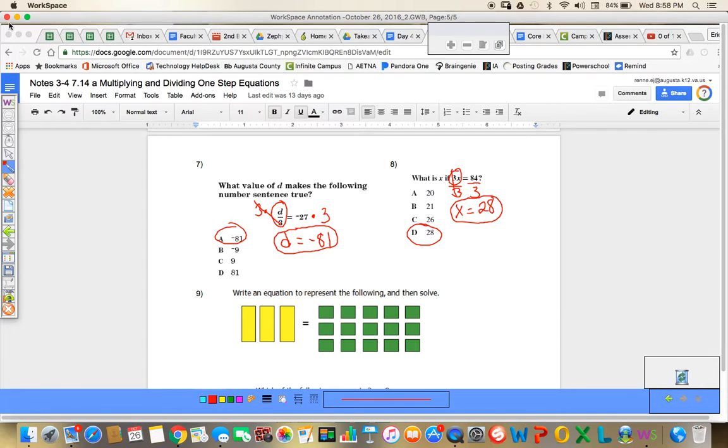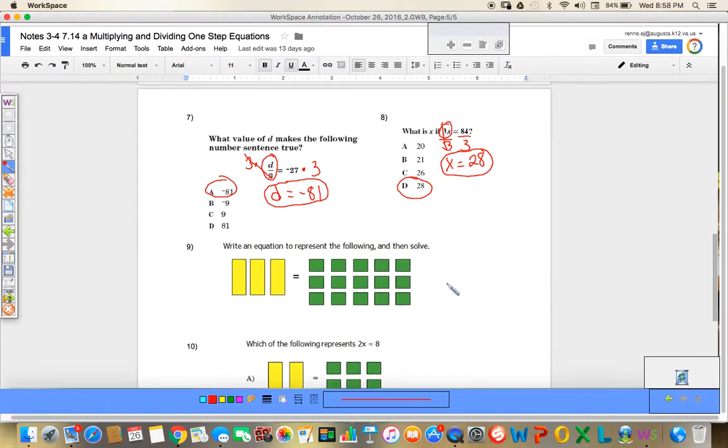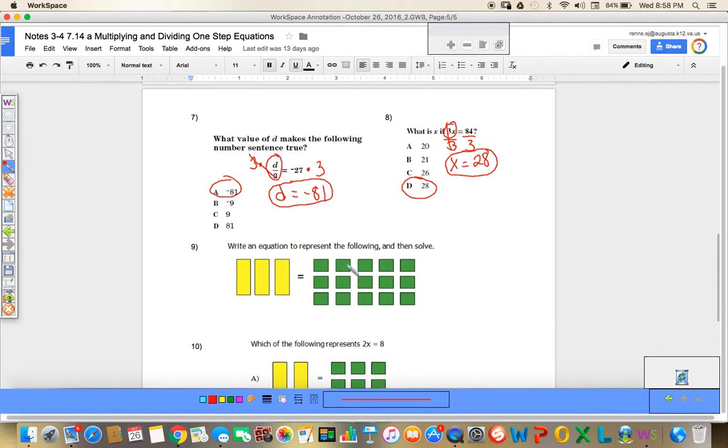Okay, moving on to example number 9 here. It says write an equation to represent the following and then solve. So I did not have a key here, so I need to tell you that the yellow rectangles here are variables. So we're going to call each one of these an x. So you'll notice we have 3 of them. So we're going to say 3x equals.